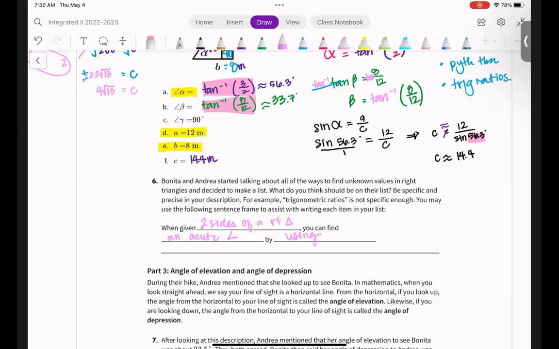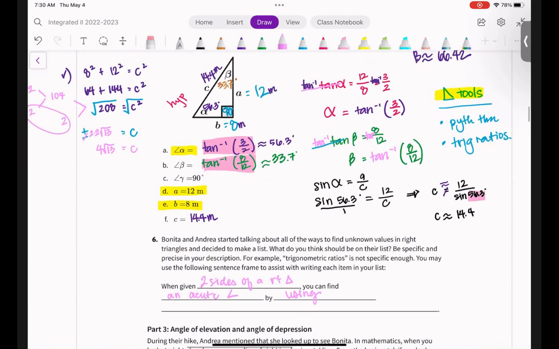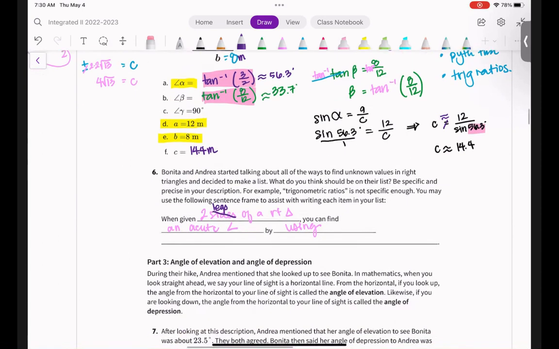let's see. So because they gave us, let's see, they gave us opposite over adjacent. So here I'm going to be specific, and instead of writing sides, I'm going to write legs. When given 2 legs of a right triangle, you can find an acute angle by using the tangent inverse.